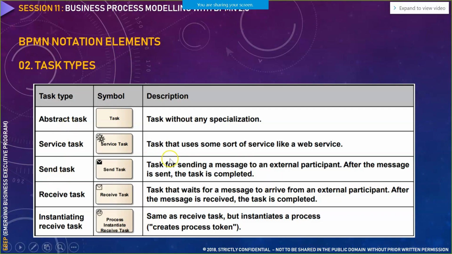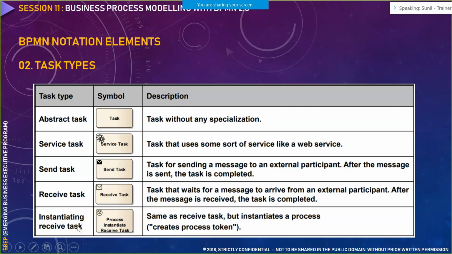Then comes service task, wherein if your system is interacting with any third-party web services, you would be using this symbol to depict it's a service task. Then you have send task. This dark message icon shows send task. Receive task. This light message box icon shows receive task.